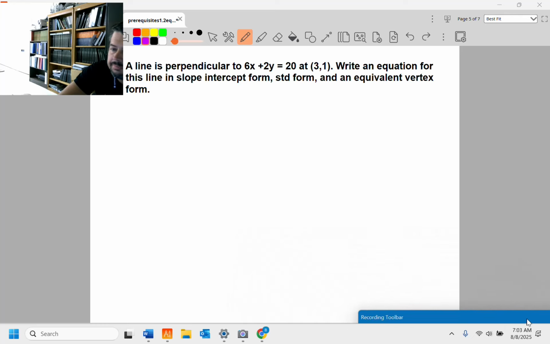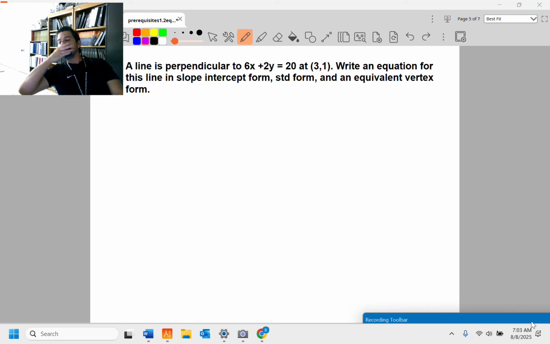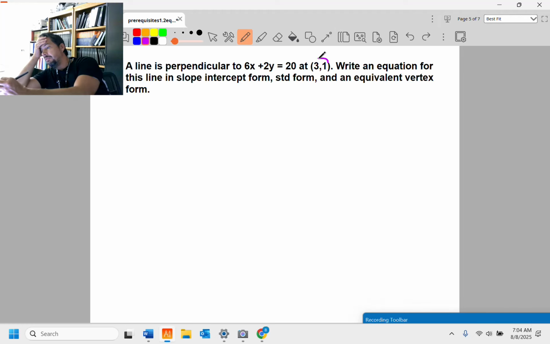All right, I'm back. The line is perpendicular to 6x plus 2y equals 20 at (3, 1). Okay. Write an equation for this line in slope-intercept form, standard form, and an equivalent vertex form. So there's lots of stuff to do here. The nice thing is we already have a point here. Now, on the last one I had to figure out the point. In this one I do not have to figure out the point.